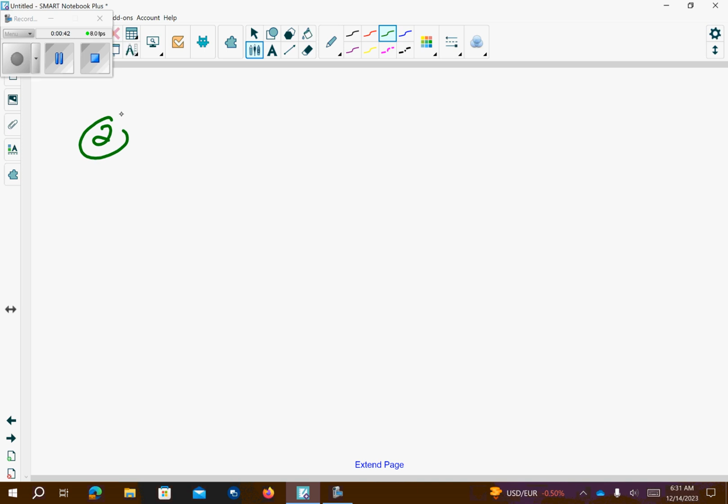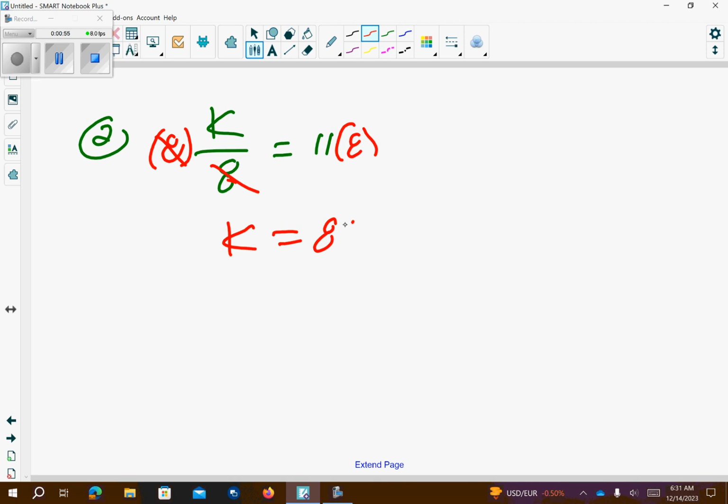Problem number 2, we have k over 8 equals 11. Well, let's multiply both sides by 8 to get that out of the way. So k equals 88, which you can see the answer there.